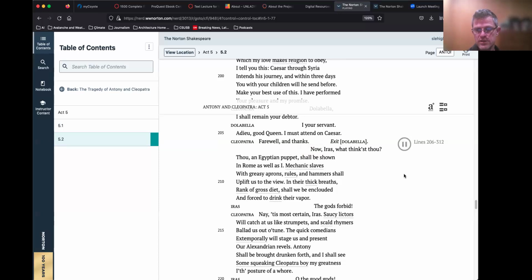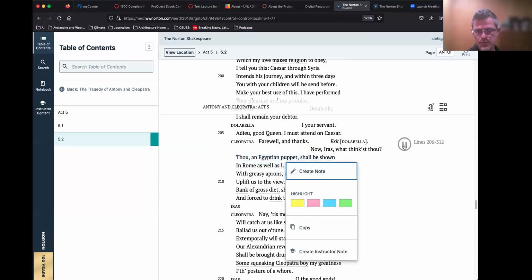Iris, what thinkst thou? Thou, an Egyptian puppet, shall be shown in Rome as well as I.